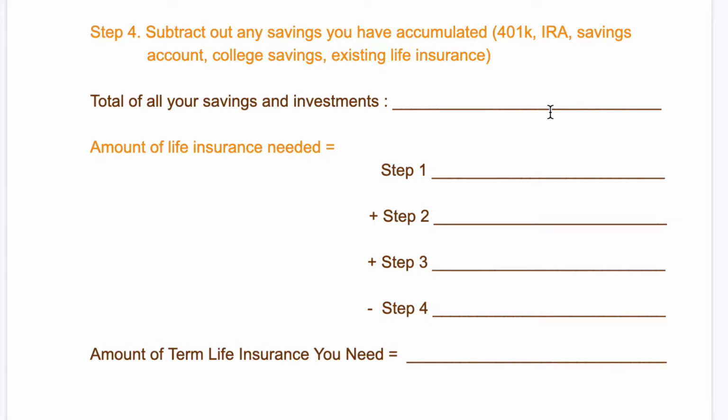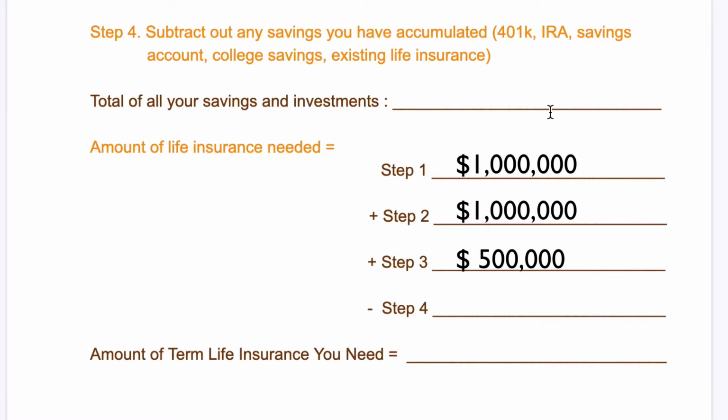And then we just do the simple calculation. We add step 1 and step 2. So in this example, they were each $1 million. So we're at $2 million. The sum of all of your outstanding debts, let's say that was another $500,000 between mortgage and car payments and student loans and all that. So now we're at $2.5 million.